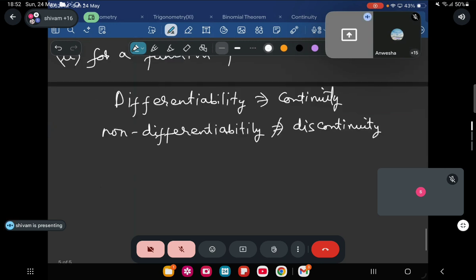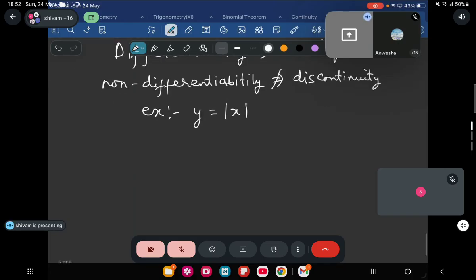Why? Everyone pay attention. For example, y equal to mod of x. Is it continuous or discontinuous? It is continuous, right? Is it derivable? Let us see whether it is derivable or not around x equal to 0. At x equal to 0, limit h tends to 0 plus. What is mod of x? Tell me. What is the value? x.